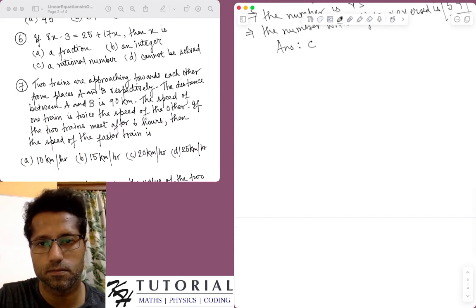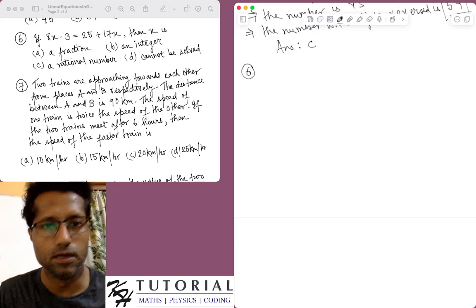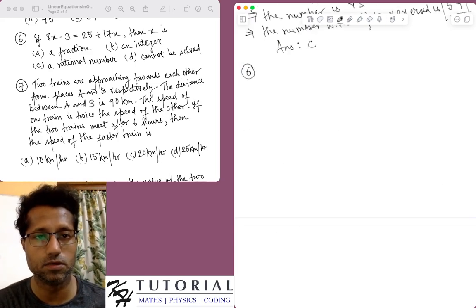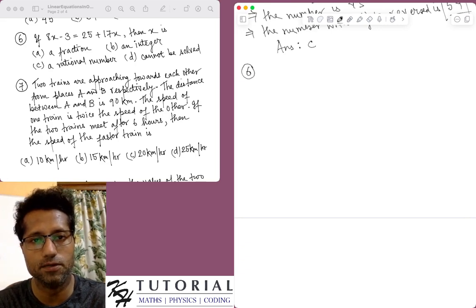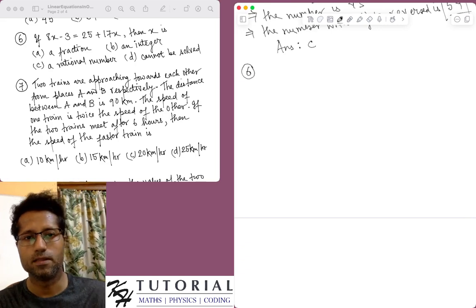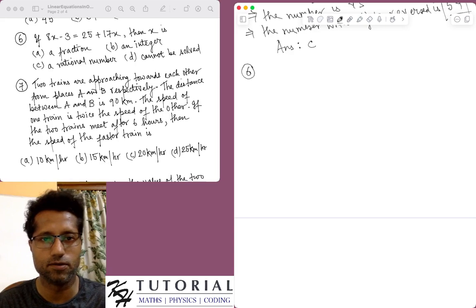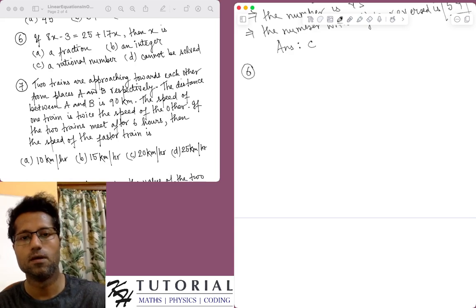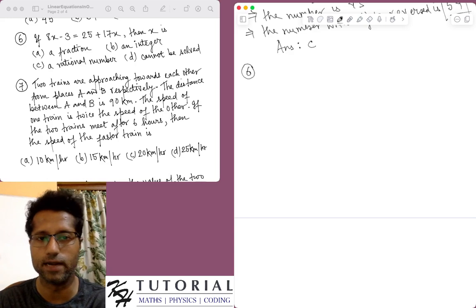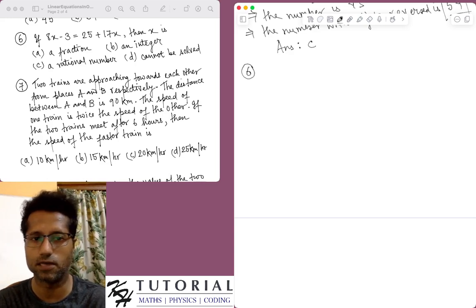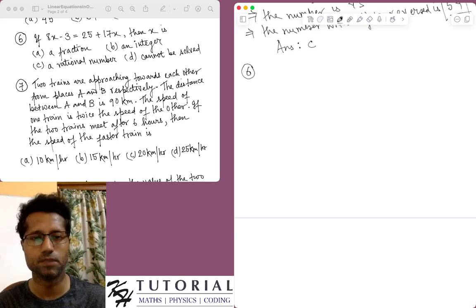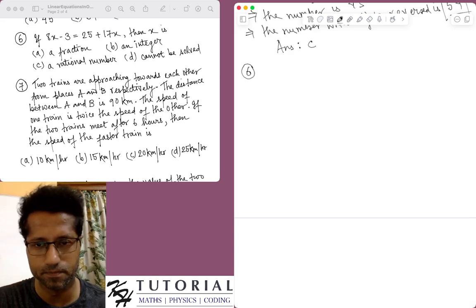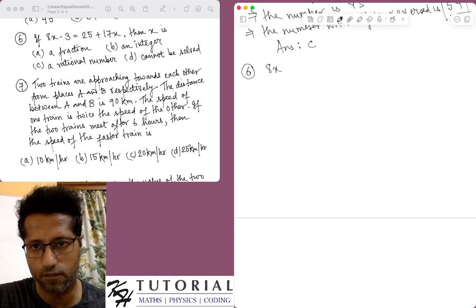Okay, let's do question number 6. It says an equation is given. If 8x minus 3 equals 25 plus 17x, then x is a fraction, an integer, a rational number, or cannot be solved. Then x, it is trying to say the solution, the value of x that satisfies the equation. That value is a fraction or an integer, a rational number, or cannot be solved. Cannot be solved means the given equation is not solvable. Let's see if we can solve the given equation.